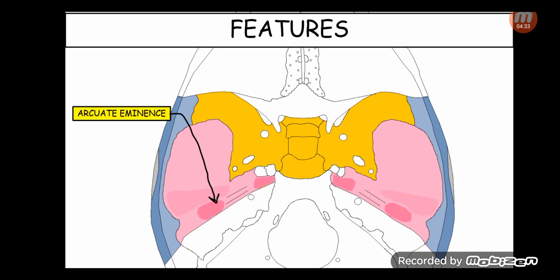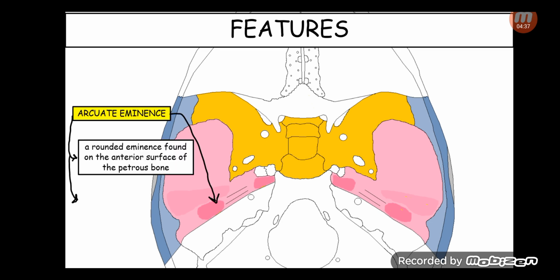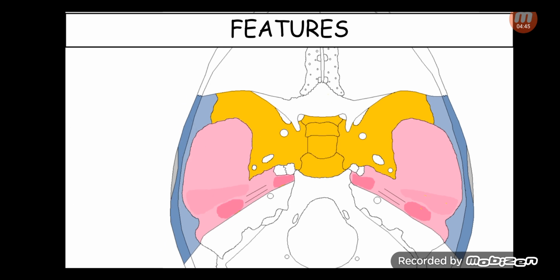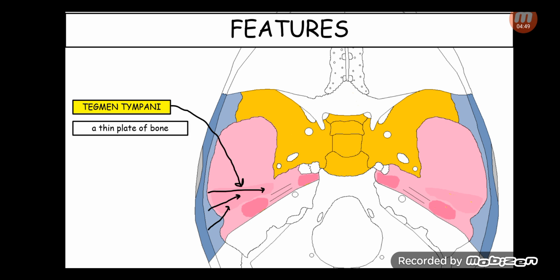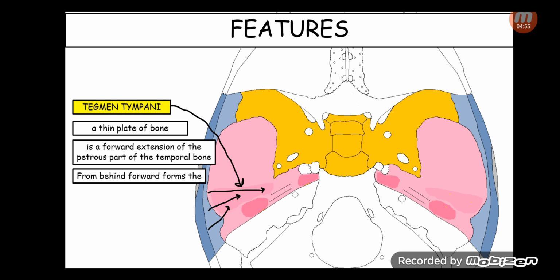Moving forward in the features of the middle cranial fossa, here we can see the arcuate eminence. It is a rounded eminence found on the anterior surface of the petrous bone. It is caused by the underlying superior semicircular canal. Moving forward, we can see the tegmen tympani, that is a thin plate of bone, and it is a forward extension of the petrous part of the temporal bone, and it starts from behind the sphenoid bone.